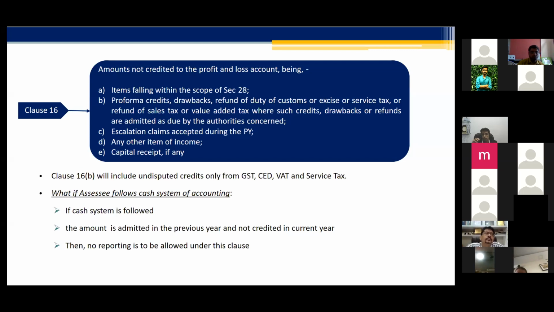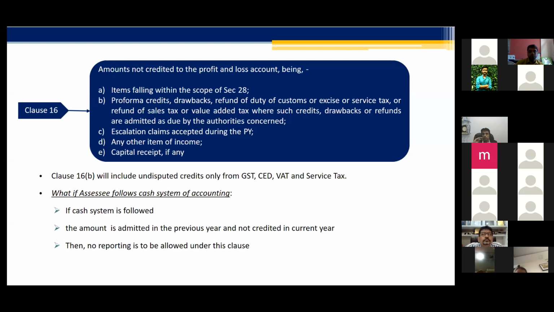Clause 16B, if you see, is the pro forma credits, drawbacks, refund of duty of customs, excise or service tax, or refund of sales tax or value-added tax, where such credits, drawbacks or refunds are admitted as due by the authorities concerned. So once it is admitted as due, and you have not actually accrued it, that means you have not credited it to the profit and loss account, and there is an order stating that yes, the refund is due, it has to be reported over here. Now, clause 16B includes all such undisputed credits only from GST, customs duty, VAT, and service tax.